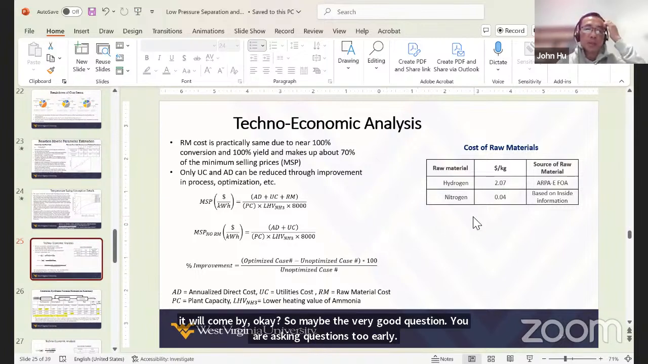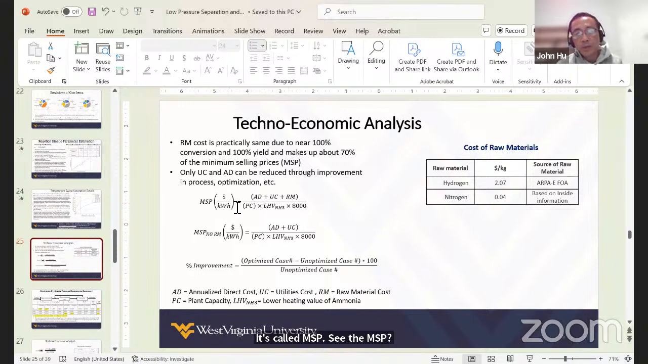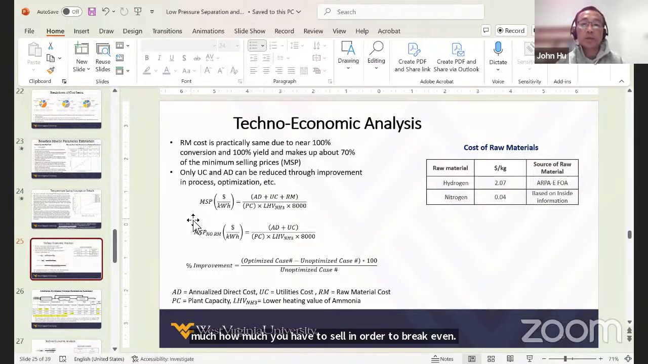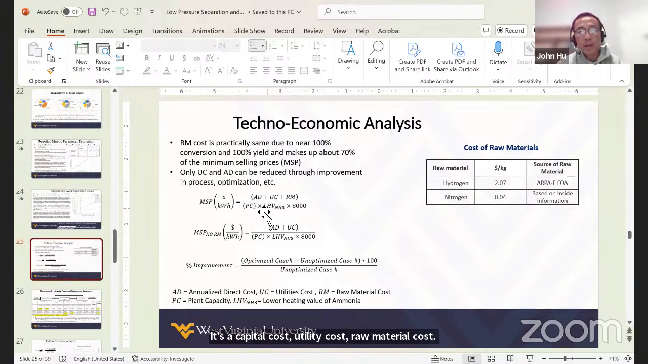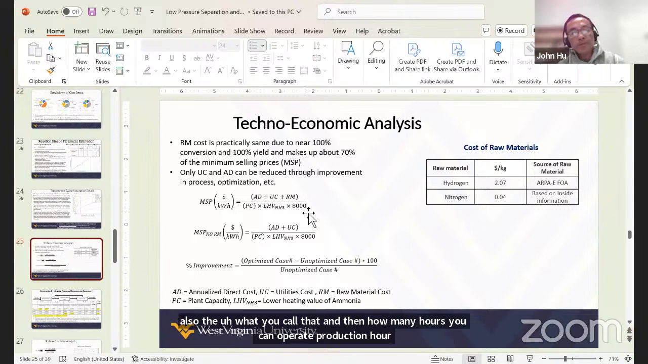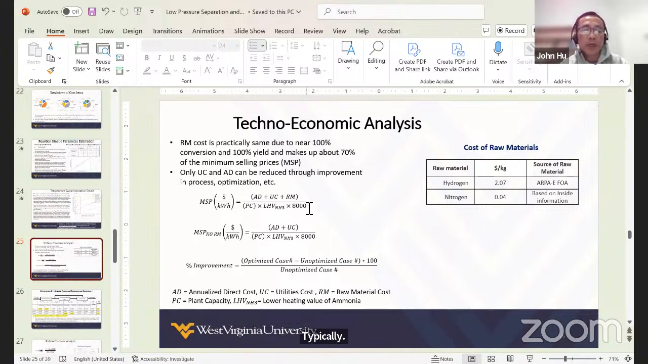It's called MSP. How do you calculate MSP? Minimum selling price means for any production plant, if you produce ammonia, how much you have to sell it for in order to break even, that means you do not lose money. The formula basically takes the capital cost, utility cost, and raw material cost, divided by the price, the heating value, and how many hours you can operate. Typically, for any manufacturing plant, you have to consider startup, shutdown, and maintenance, and you can operate 8,000 hours per year. So this is the minimum selling price.